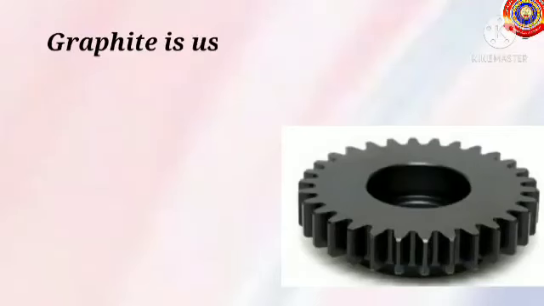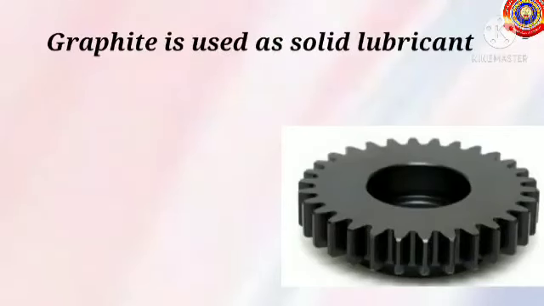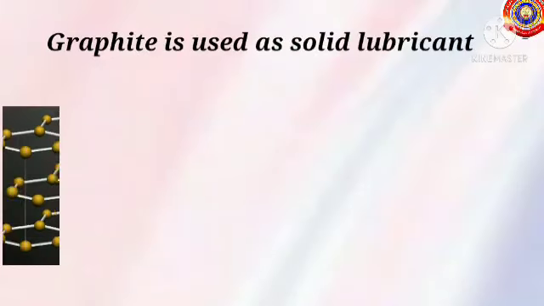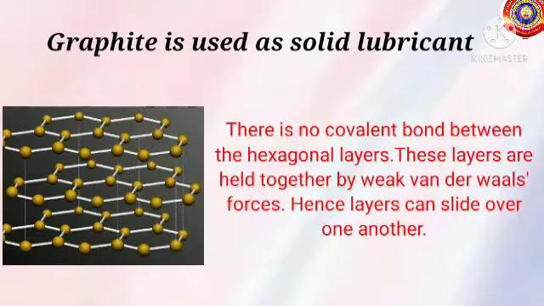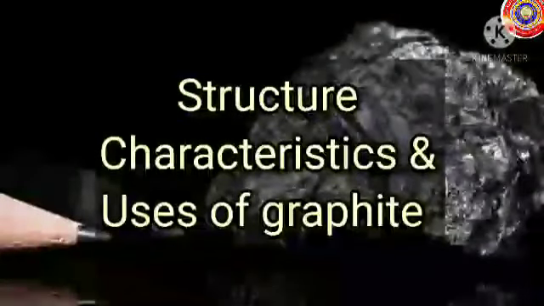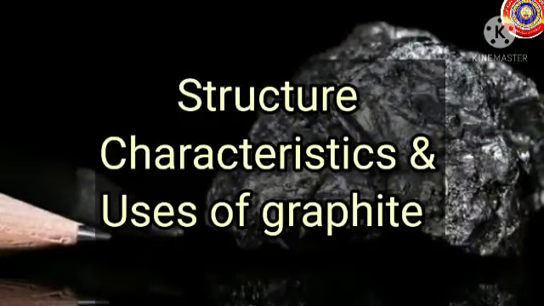Got it? The next use of graphite is as a solid lubricant. As I told you, there is no covalent bond between the hexagonal layers, and these layers are held together by the weak van der Waals forces. Hence, the layers can slide over one another, and this makes graphite slippery in nature and used as a solid lubricant. So dear children, hope you understood the structure, characteristics and uses of graphite.